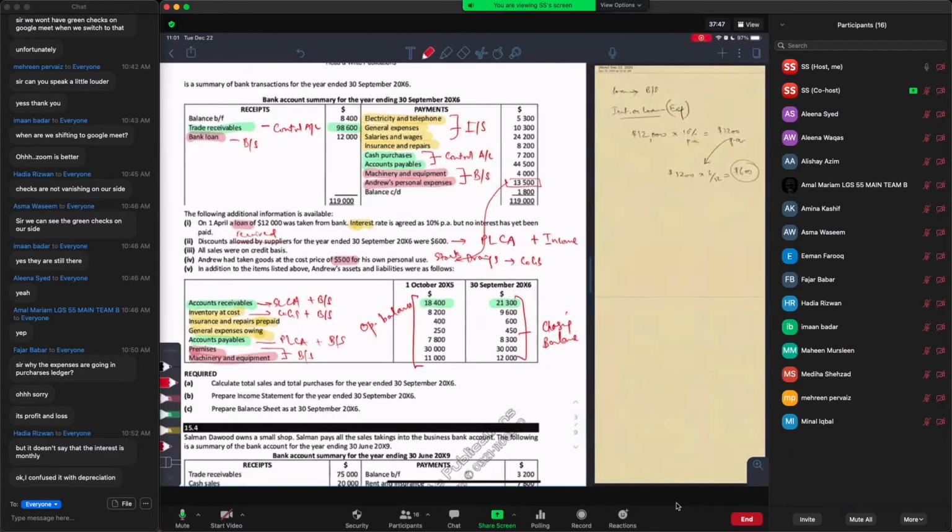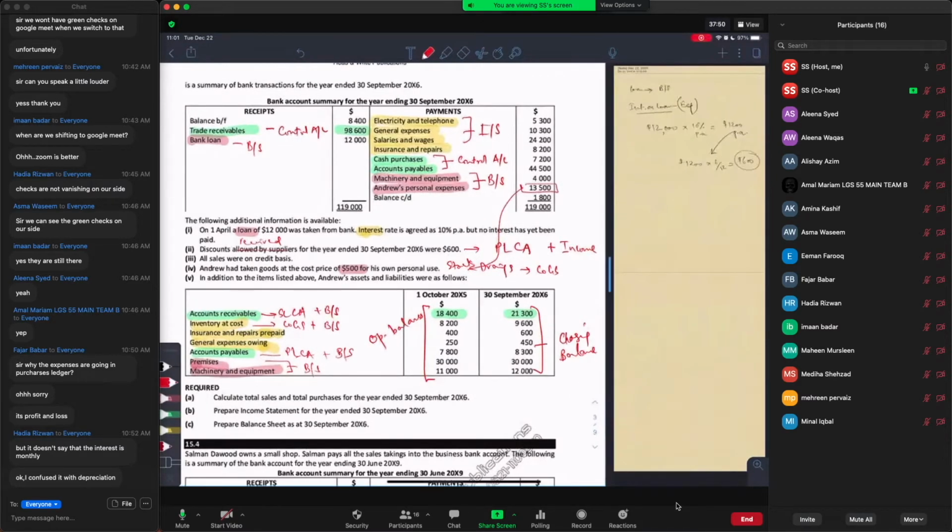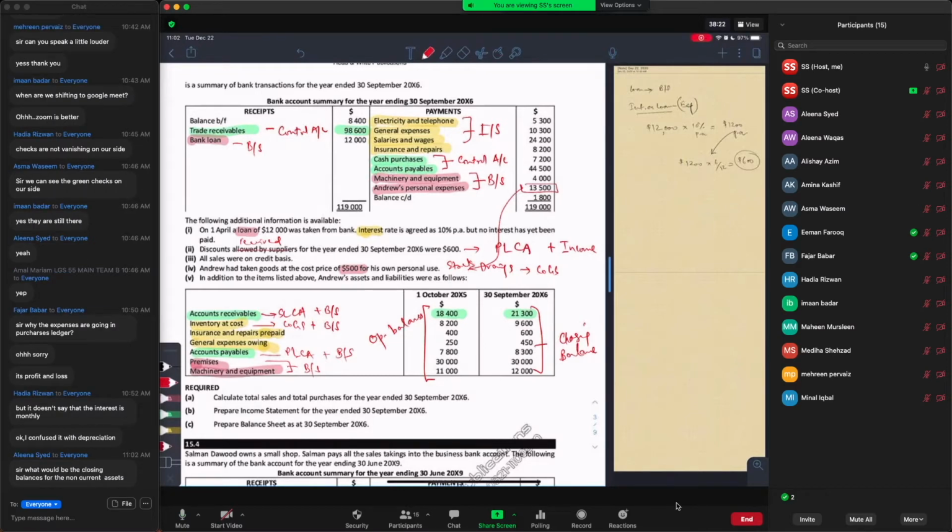So if there is any problem with these annotations, if you don't understand what I wrote or why I wrote that, then you can ask in the chat. If all is good, then a green check, right? Okay, all good, all good, all good, very good. Okay, Iman, Fajr, Hadia, and Iman, we are all good.